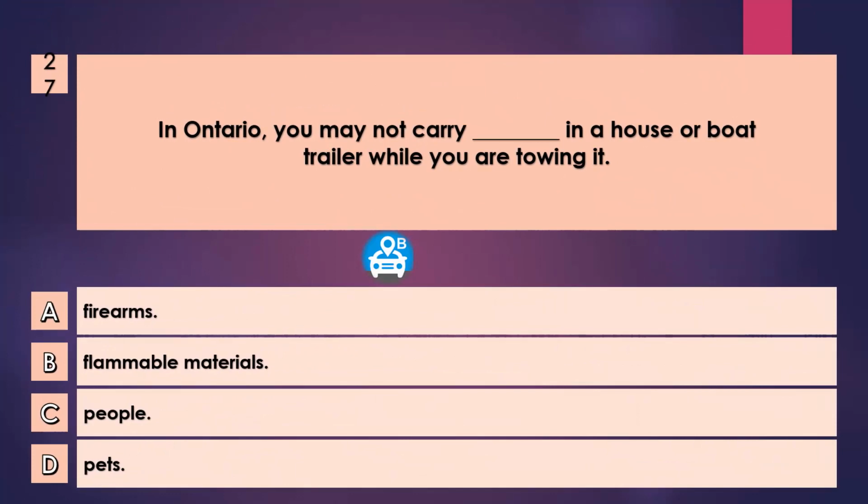In Ontario, you may not carry in a house or boat trailer while you are towing it: A. Firearms. B. Flammable materials. C. People. D. Pets.